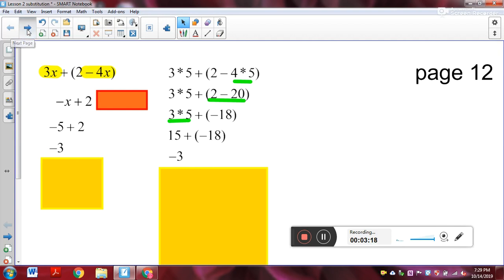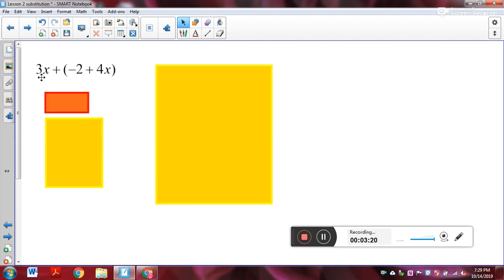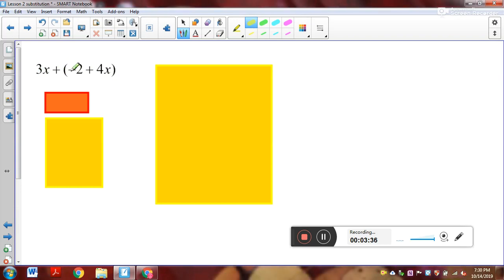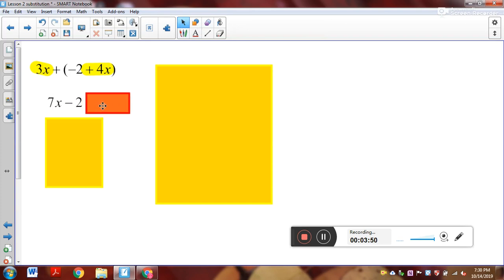I'm going to do letter B with you as well. Letter B is similar, but slightly different. 3x plus the quantity negative 2 plus 4x. Again, combining like terms, because that's a plus sign, and I have nothing in the parentheses that I can combine. I'm just going to look for my variables now. 3x plus 4x, this time is 7x, and then I have that plus a negative 2, or just minus 2 left over. Okay, and then I'm going to show that I'm right by using substitution.